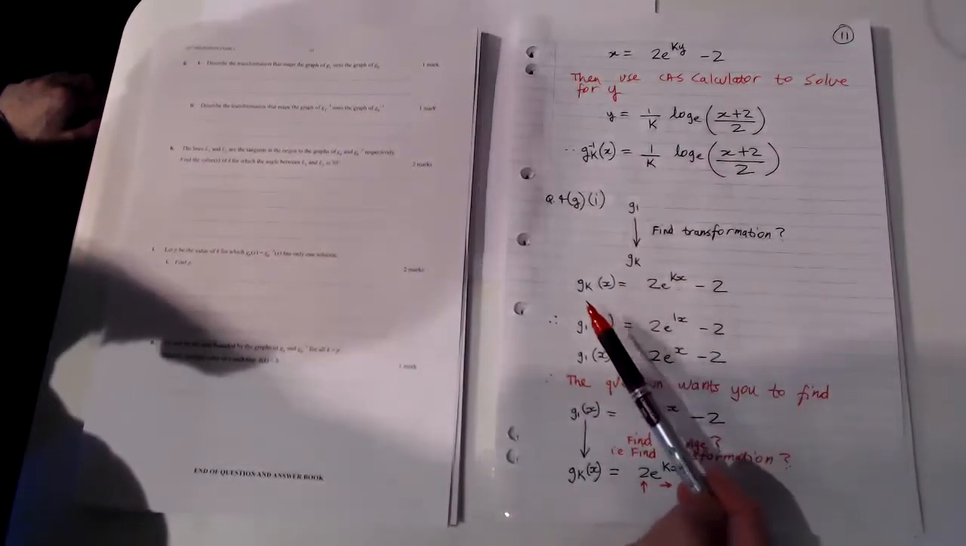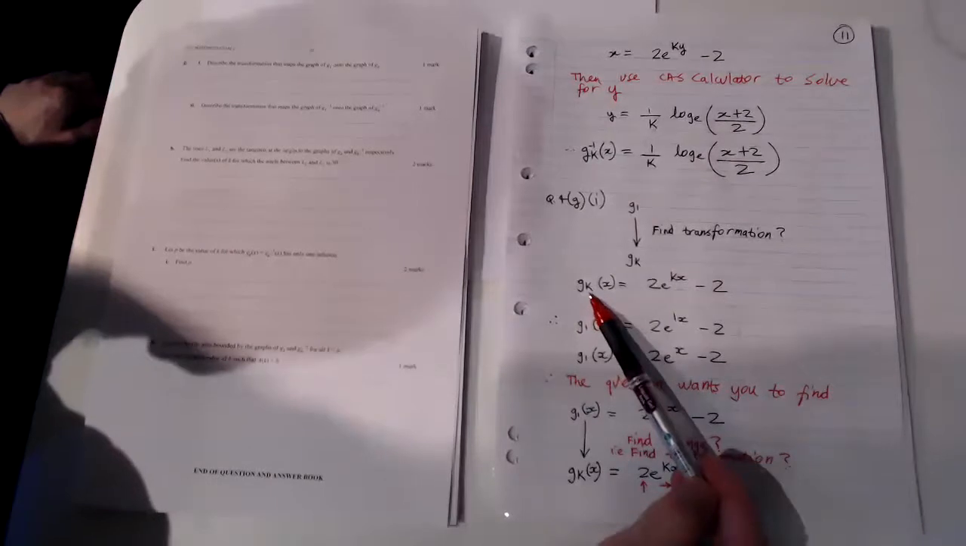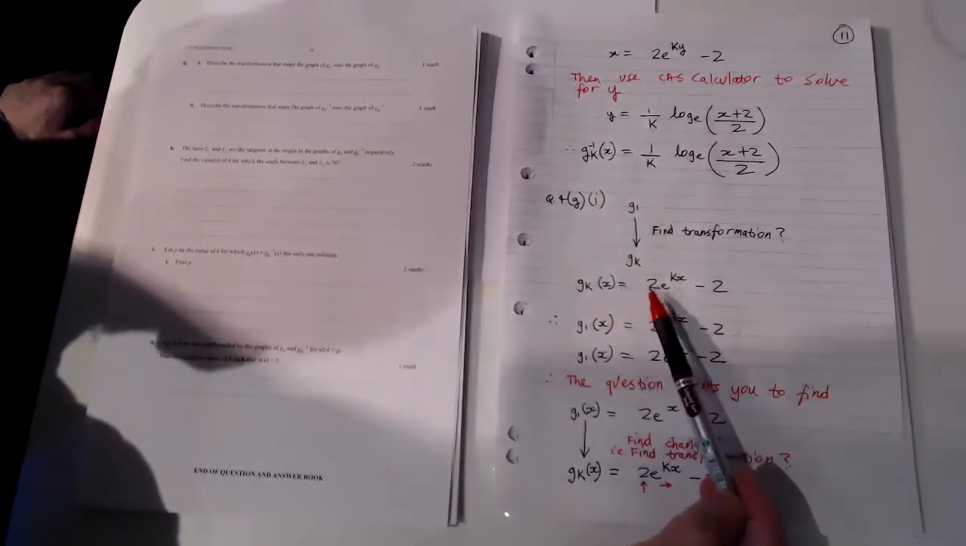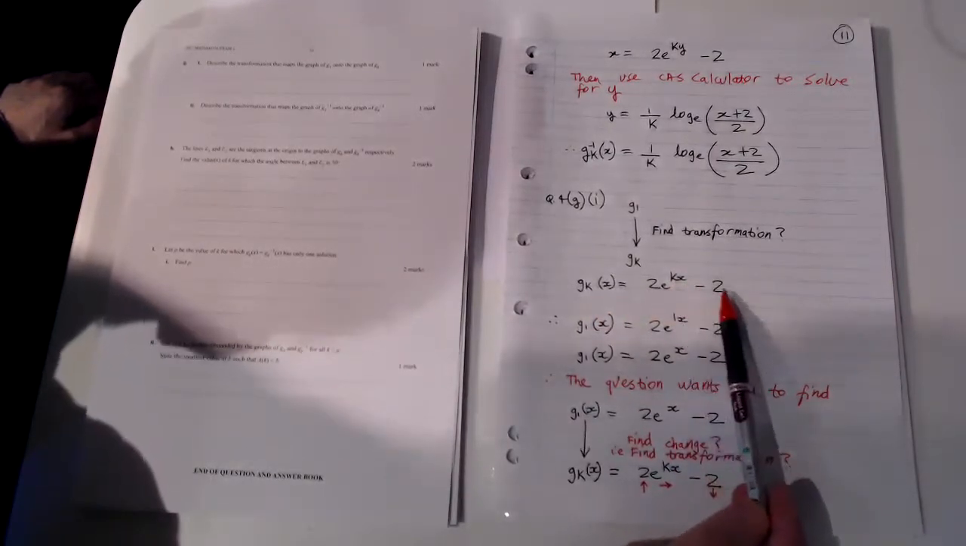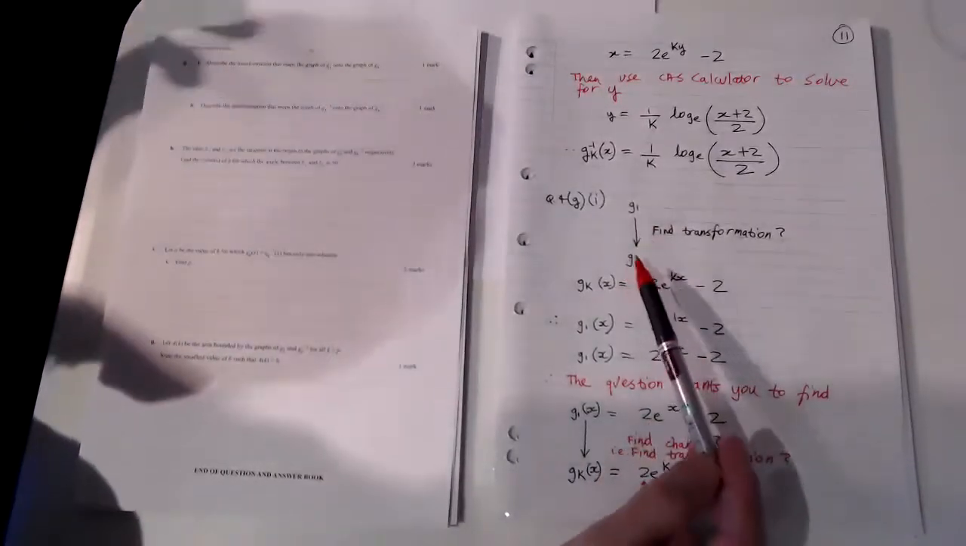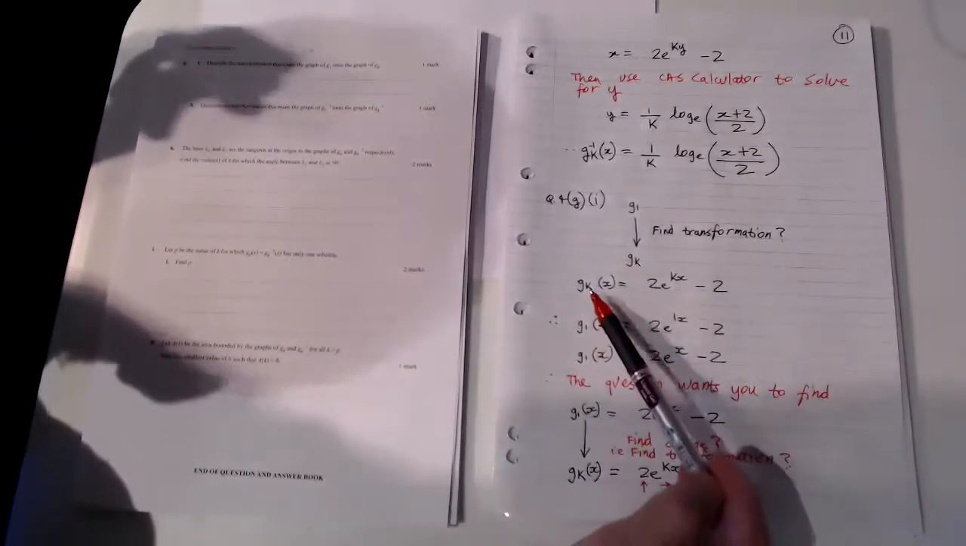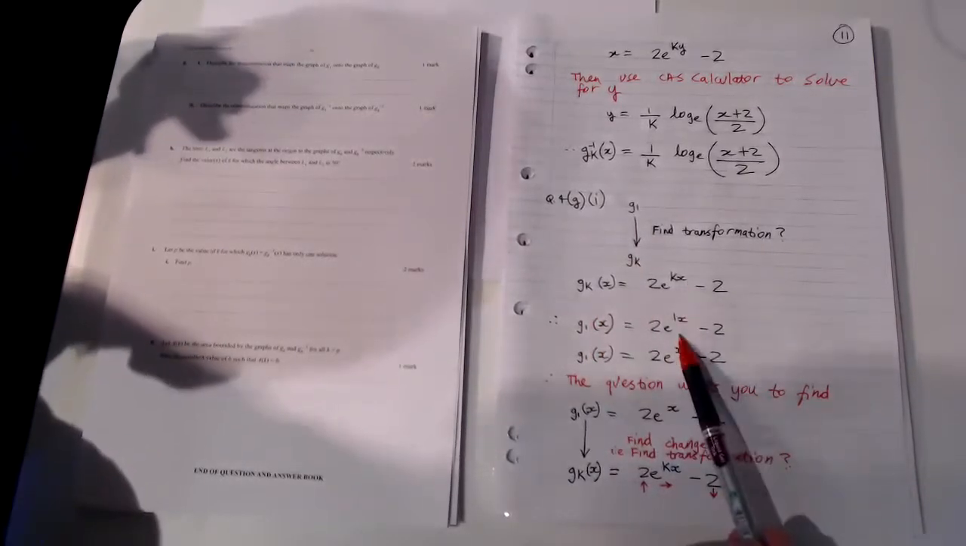To work that out, we're going to take the following approach. Firstly, they tell us in the question that g subscript k is equal to 2e to the power of kx minus 2. They're talking about g subscript 1. So k equals 1. So you put k to 1.